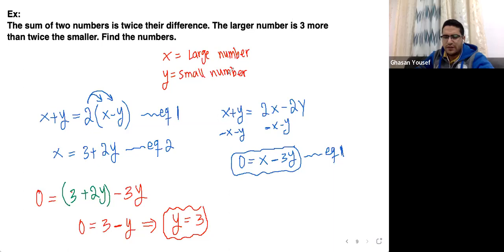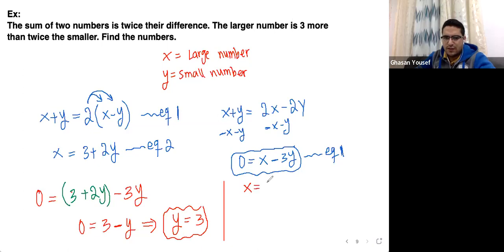This is the small number. The small number is 3. Now, what's the value of the large number? To find the value of the large number, I'm going to go back and substitute. So this is step number 2 in the substitution method. Now I'm going to plug this one inside equation number 2 to find the value of x.